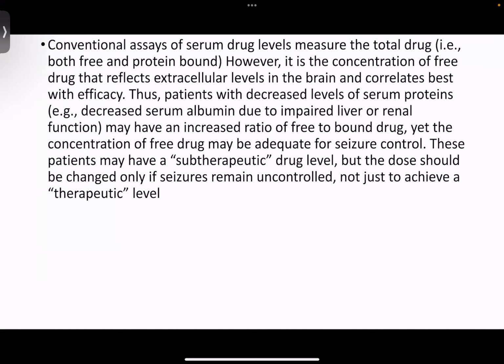Another consideration is the serum protein levels, like in end stage liver disease or renal dysfunction. Again, we have to be careful. Though the levels may be normal, they may still be subtherapeutic. So the dose should be changed only when the seizure remains controlled, not just to achieve the therapeutic level.